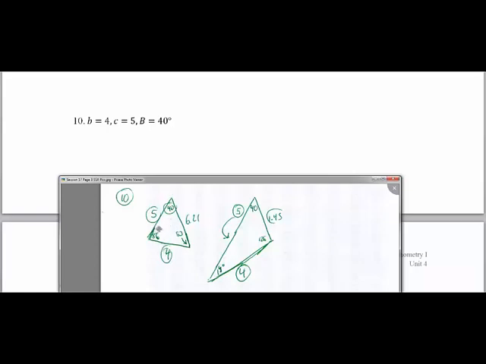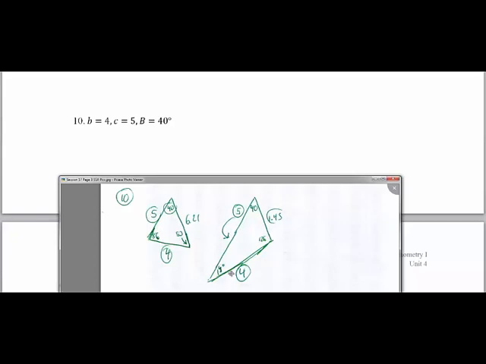But you'll notice that the 86 degrees, which is what I found for my angle A, is across from 6.21, which is my largest side. I was given the 5, the 40, and the 4, and you'll notice that the smallest angle has the small side, the medium angle has the medium side, and the large angle has the large side.